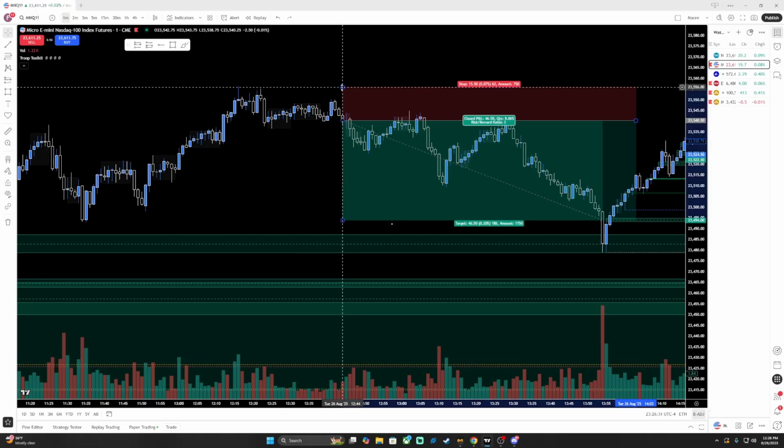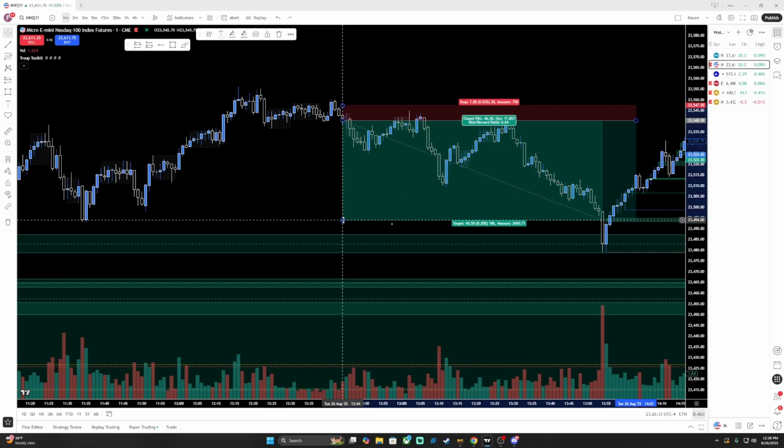Set your take profit down at the next source of external liquidity. Set your stop loss right above. Just a little bit above.